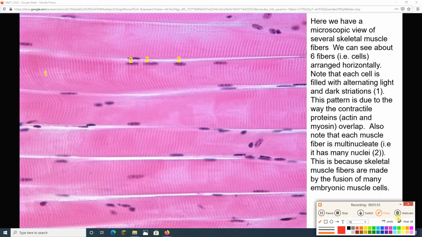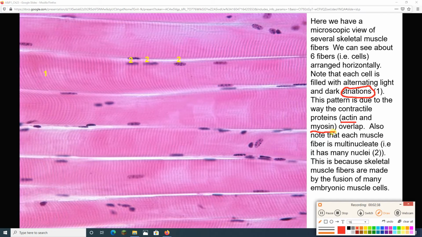All right, a couple things about these guys that we can see. Number one, we can see stripes. Look at all these stripes here. We don't use the word stripes. We use the word striations instead. So these light and dark things are striations. Skeletal muscle cells are striated. They have these stripes because of the pattern in the way that the proteins of muscle contraction, called actin and myosin, are arranged.